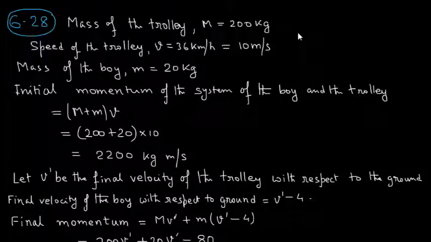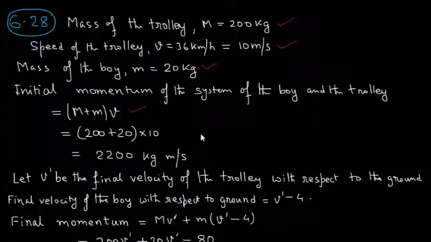Mass of the trolley, capital M, is equal to 200 kg. Speed of the trolley, v, is equal to 36 km per hour, that is 10 meter per second. Mass of the boy, small m, is equal to 20 kg. Initial momentum of the system of the boy and trolley is equal to (M plus m) v.